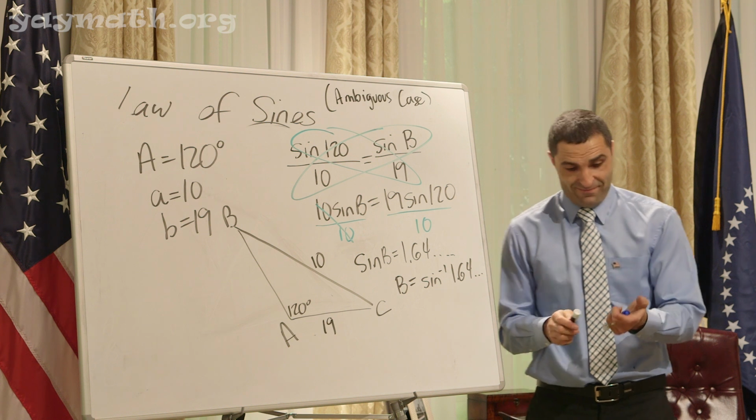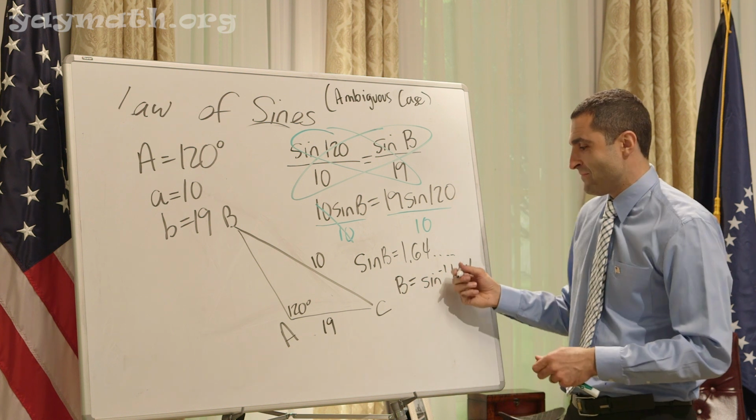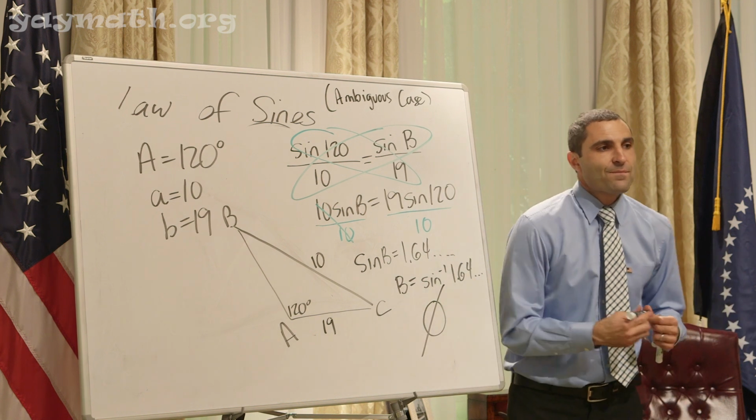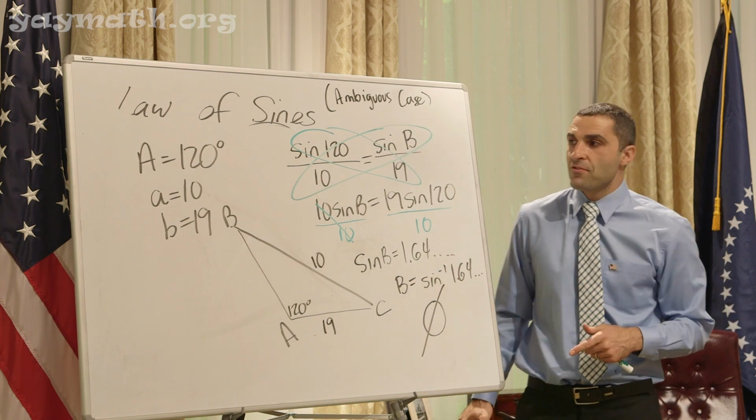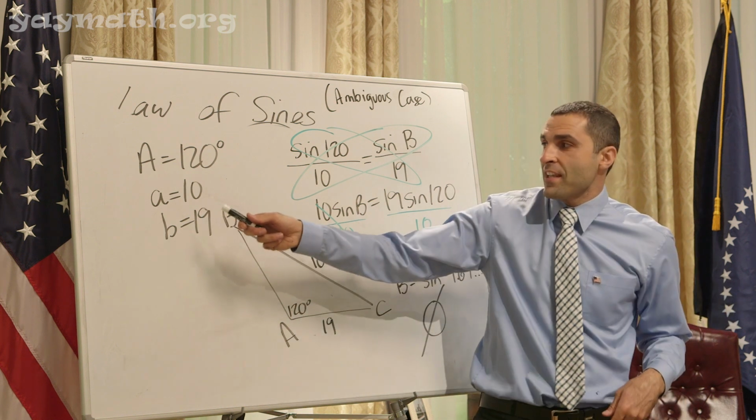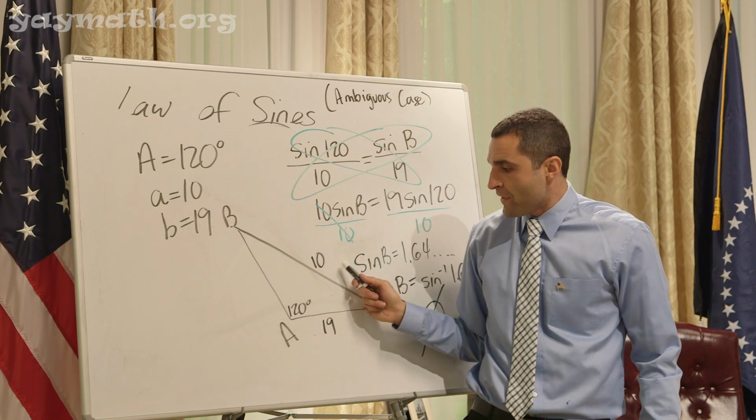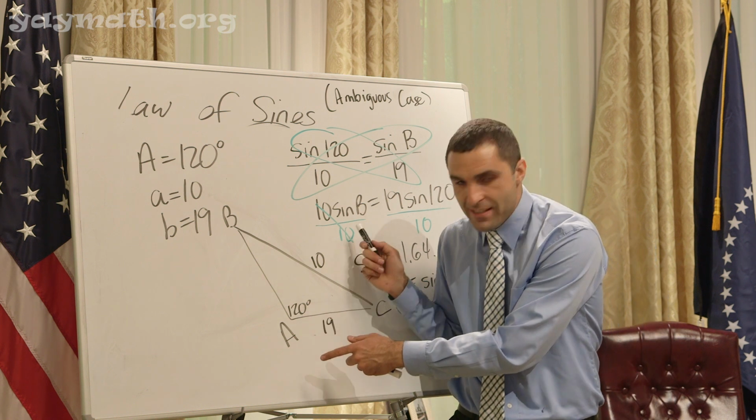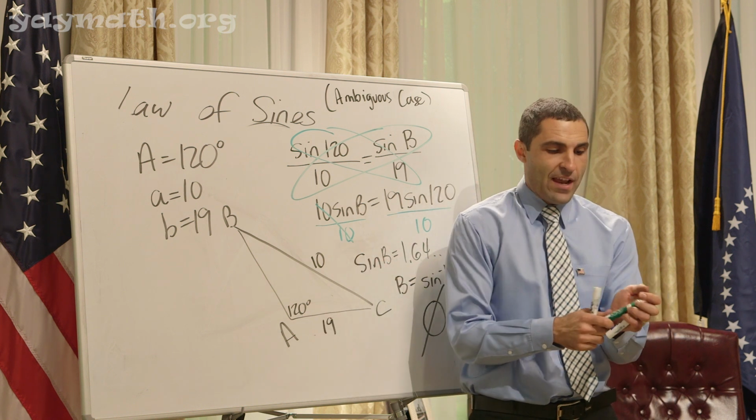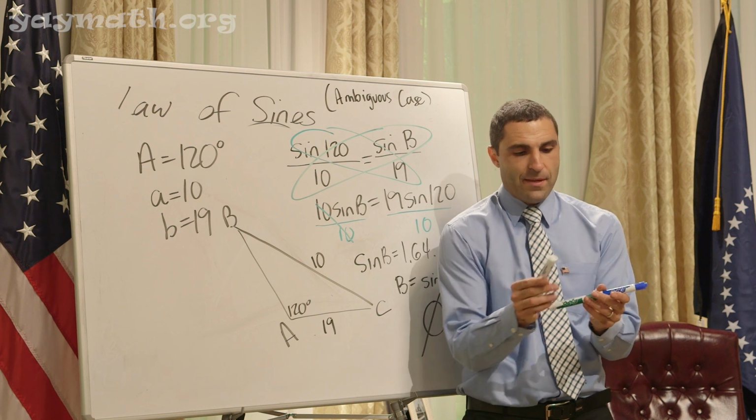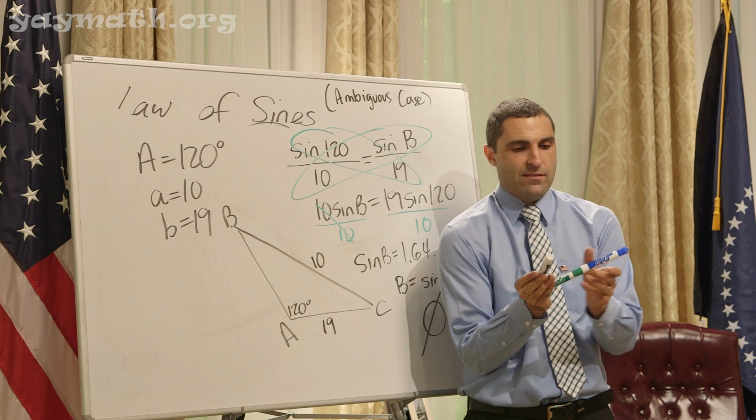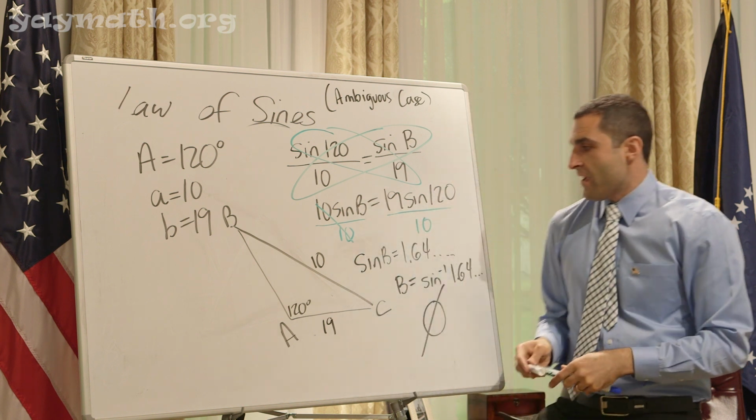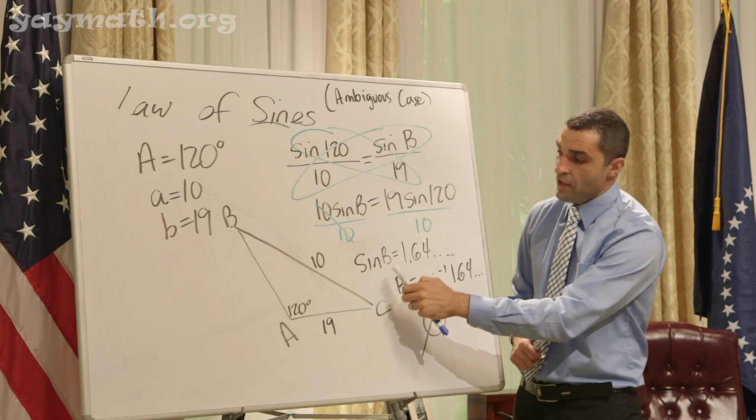It's a domain error. Inverse sine of 1.64 is a domain error. I'll explain in a second. There's no triangle that can be drawn. If I gave you a side that was 10, and a side that was 19, and said the side across from 10 has to be 120, you couldn't make a triangle. It wouldn't close. I'll tell you why right now.